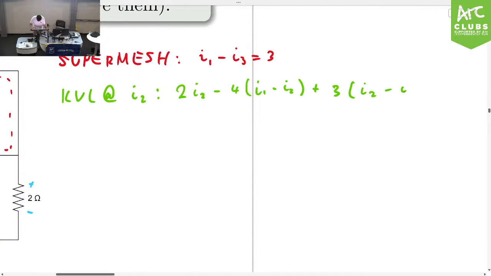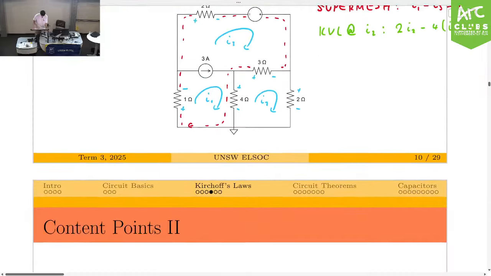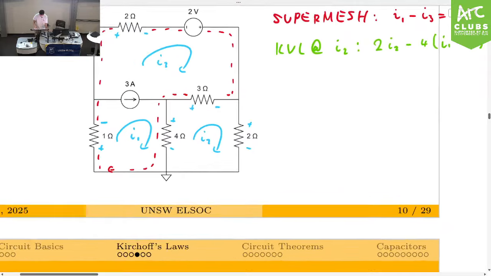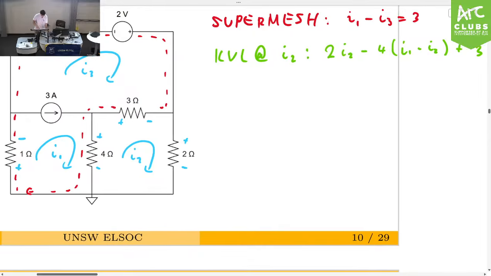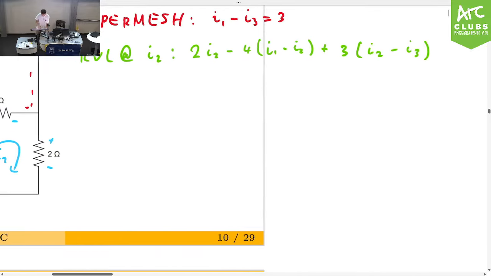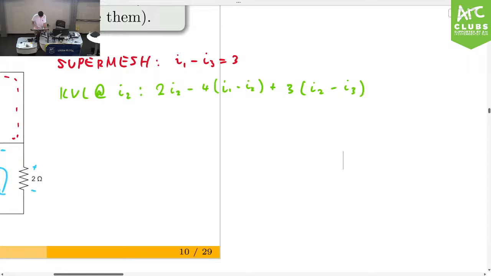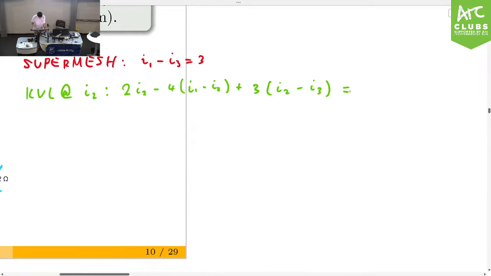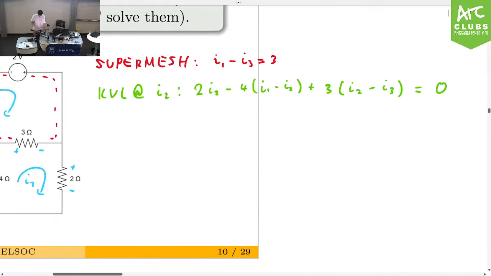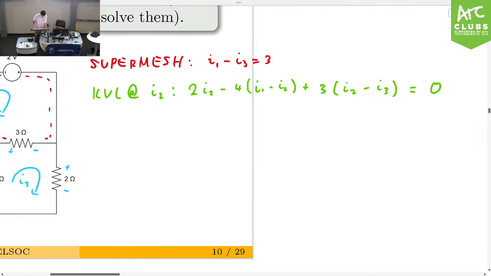The way we've set this up by doing all those steps is so that whenever we have a resistor between two meshes, we can always just do the lowest minus the higher one. It would always be that case. KVL states that the sum of voltages is equal to 0, so we have that equation. If we simplify this, we should get minus 4I1 plus 9I2 minus 3I3 is equal to 0.